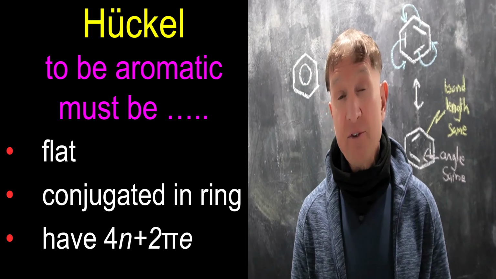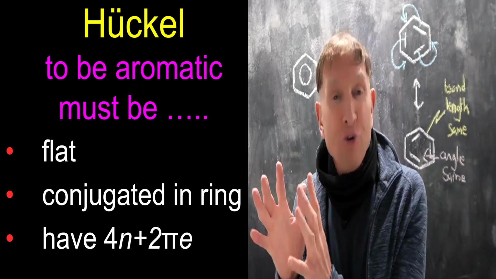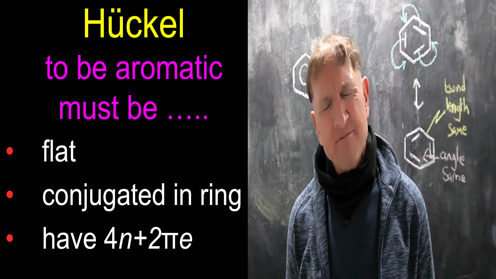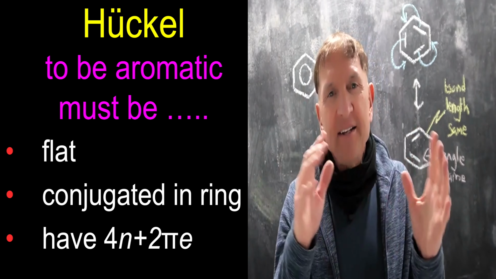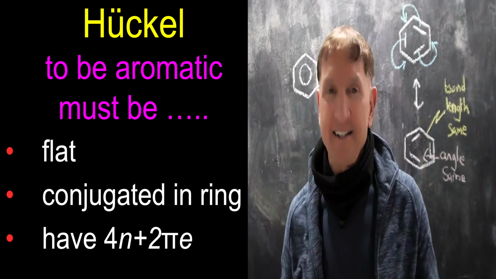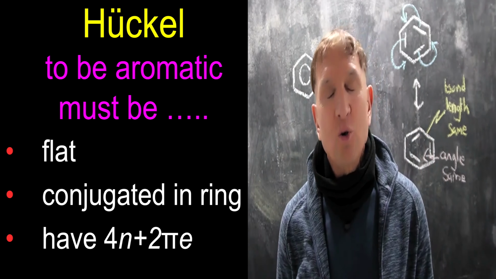Now, this is often taught in terms of the Huckel 4n+2 rule. I'd like to try to persuade you in this video that it's really the Huckel 4n+2 guideline. Where does that come from? It comes from molecular orbital theory.